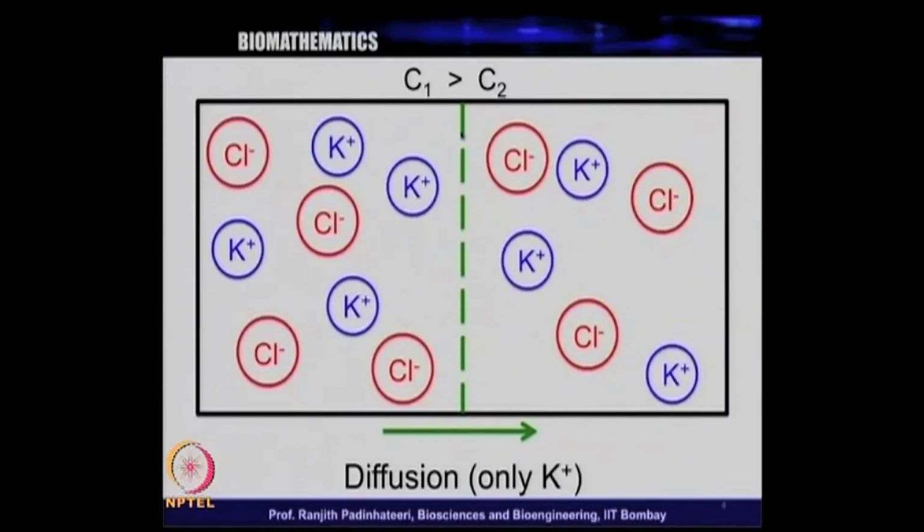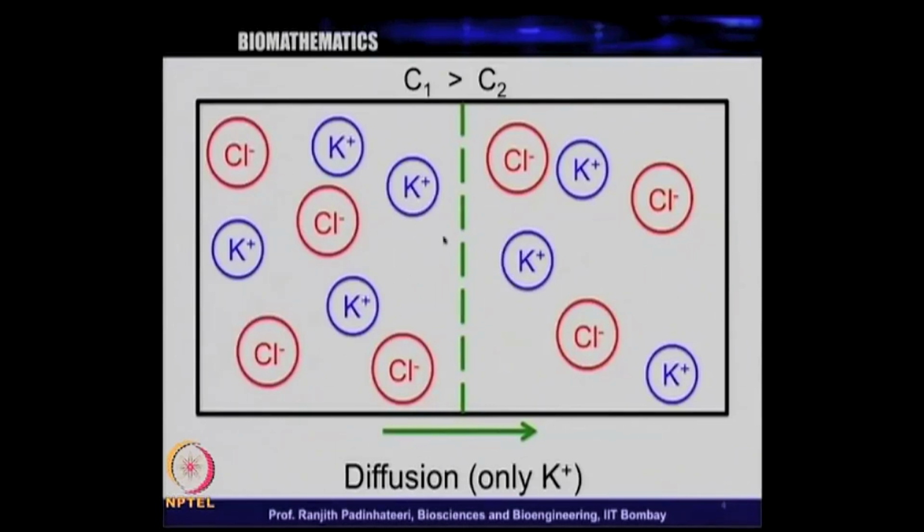So, this is a semi permeable membrane. It does not allow both K plus and Cl minus to go through. It only allows K plus to go through either way. K plus can go from here to here and here to here. Whichever is permitted by the laws of physics, it will go that way. If it is feeling some force, if it is pulled in this way, it will go this way. If it is pulled this way, it will go this way.